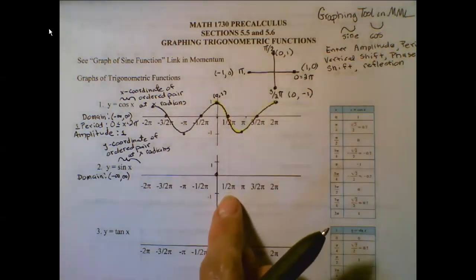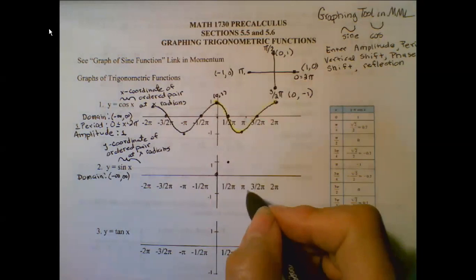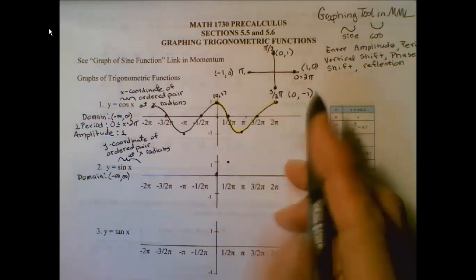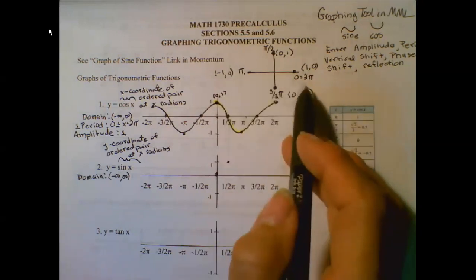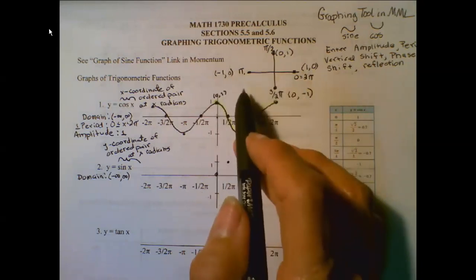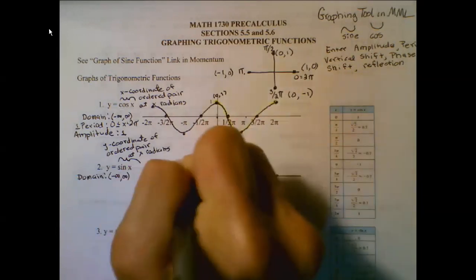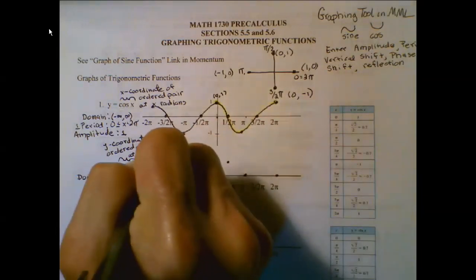Evan, what's the sine of half pi radians? 1. Yep. And Miss Kelsey's going to get tired of answering and saying, at all the whole pi's, y would be 0. Sine is 0 at all the whole pi's. So I'm going to go ahead and label all of my whole pi's as the x-intercepts.